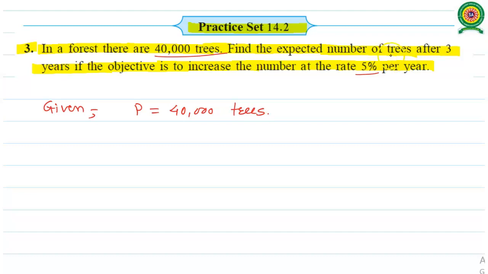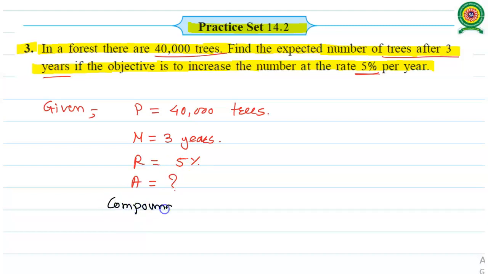Next we have to find the expected number of trees after 3 years. That means the duration is 3 years, and the rate of increment per year is 5%. We have to evaluate the amount of trees at the end of the 3 years, that means the value of A. The given question is compounded annually. Why is it compounded annually? Because per year there is an increment in the trees at the rate of 5%. That's why it is compounded annually.